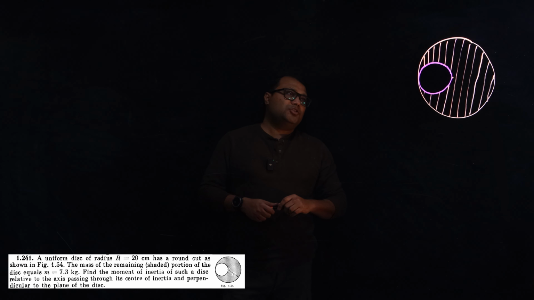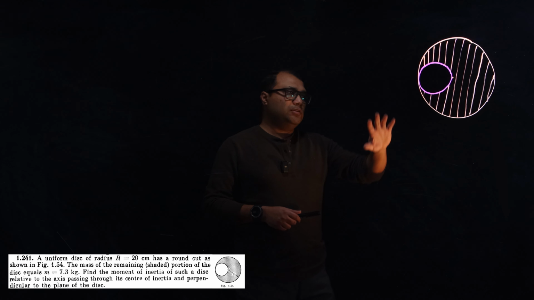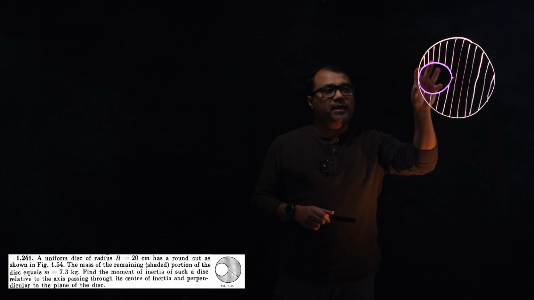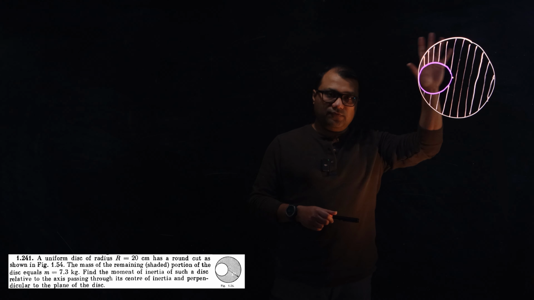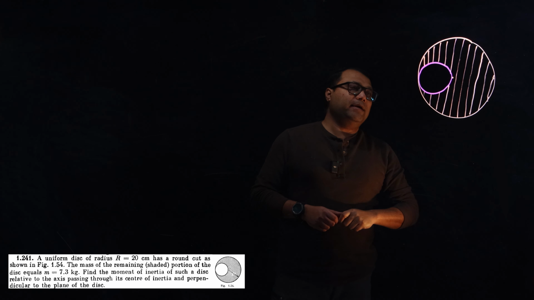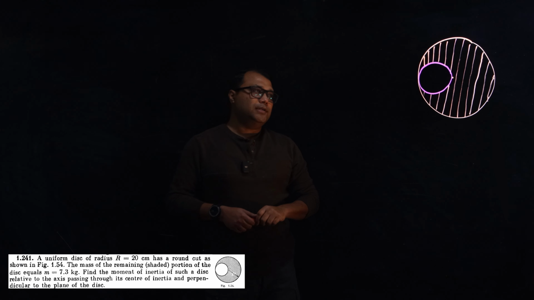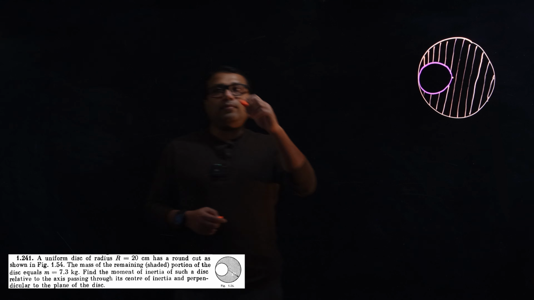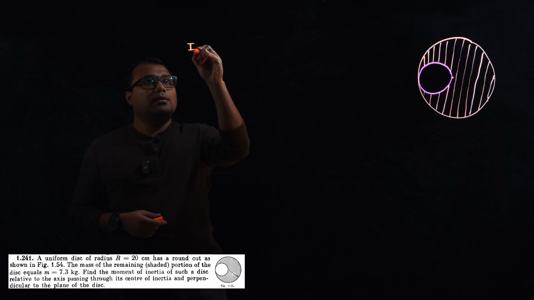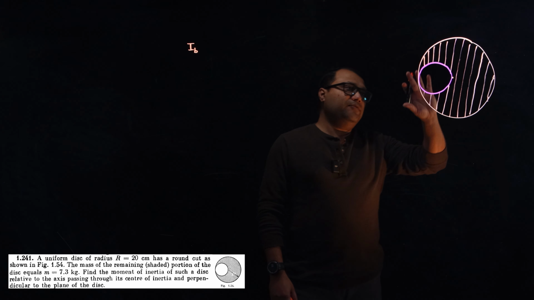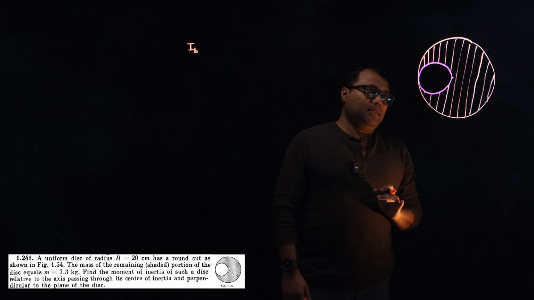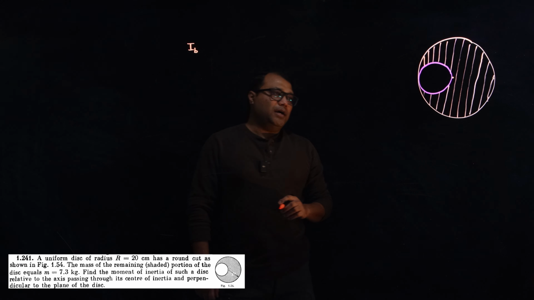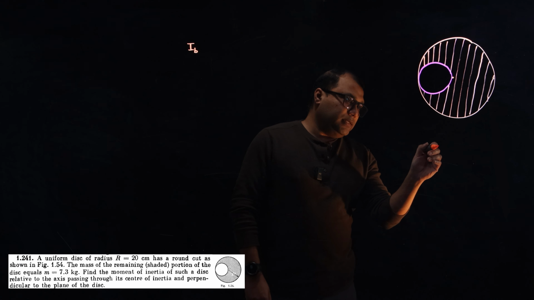Let's think of this as two disks. One is the full disk, another is the small disk. Then we can subtract the moment of inertia of the small disk from the big disk, so we can get the moment of inertia of the resultant body. So let's say IB is the moment of inertia of the big disk about its center of mass. So something like this.